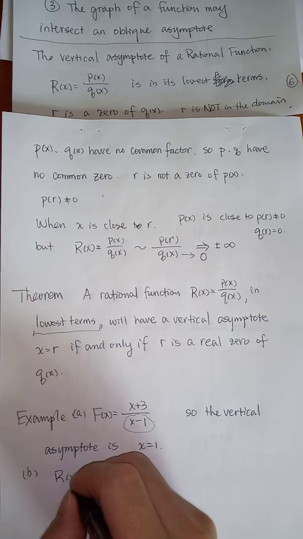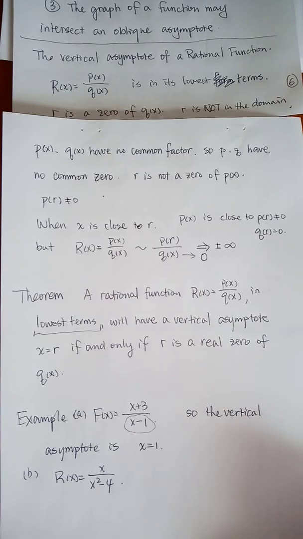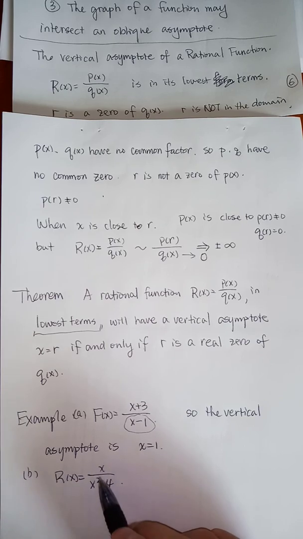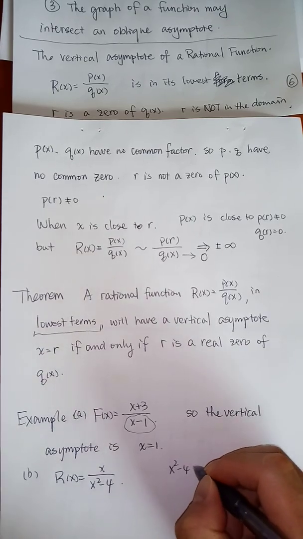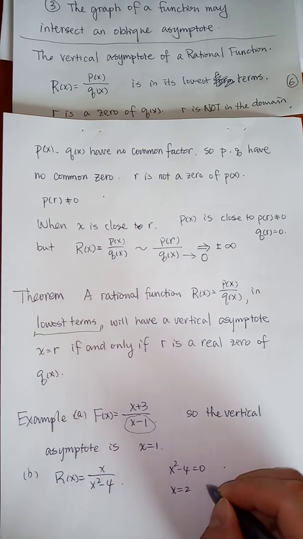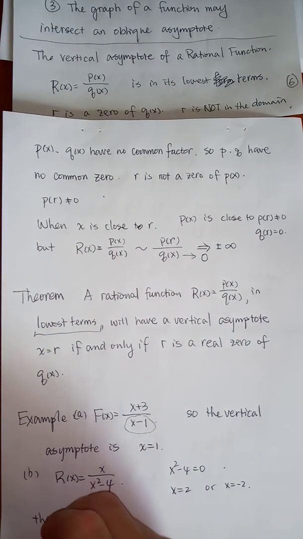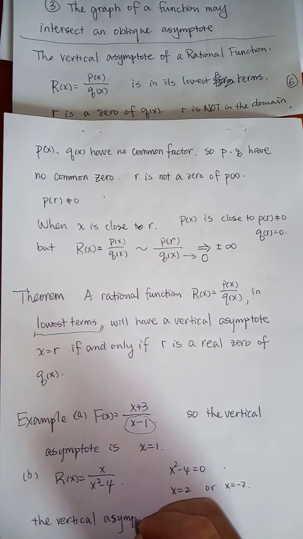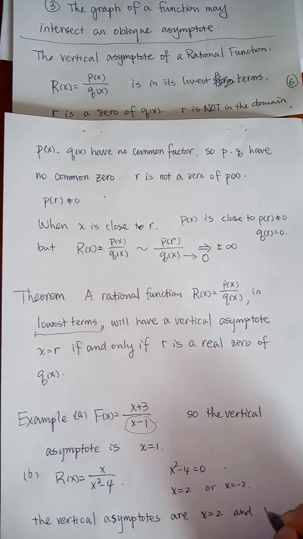Second, you get x over x squared minus 4, and this is in the lowest terms. So to find the vertical asymptote, you solve x squared minus 4 equal to 0. You will get x equal to 2 or x equal to negative 2. Two solutions. And then you will say the vertical asymptotes are x equal to 2 and x equal to negative 2.